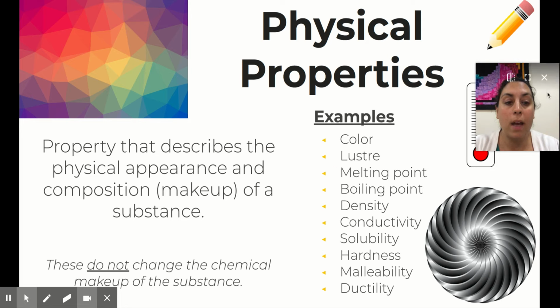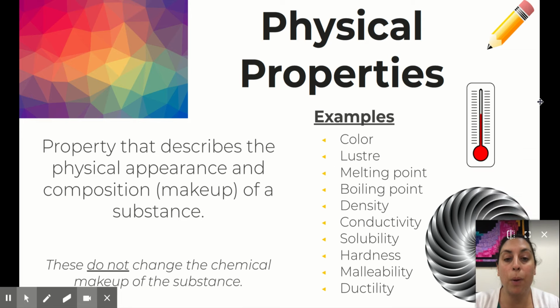The next one that we have is physical properties. So these are the ones that you've seen already a lot, especially with the properties of metals, the properties of nonmetals, and the properties of metalloids. These are the properties that describe the physical appearance and makeup or composition of a substance. So they do not change the chemical structure. They do not change the arrangement of the atoms. They don't change the atoms that are in it.